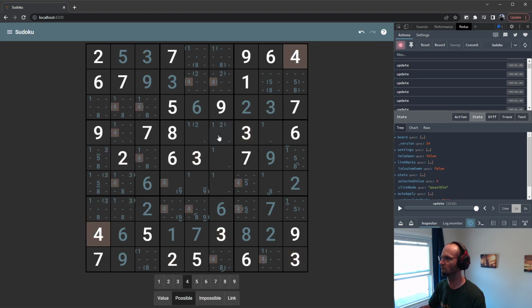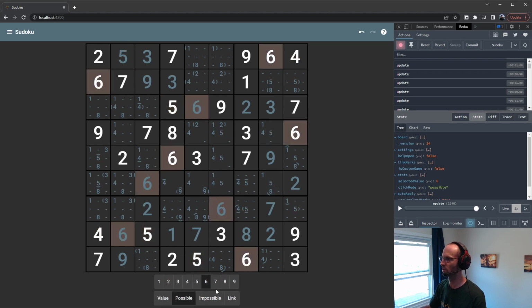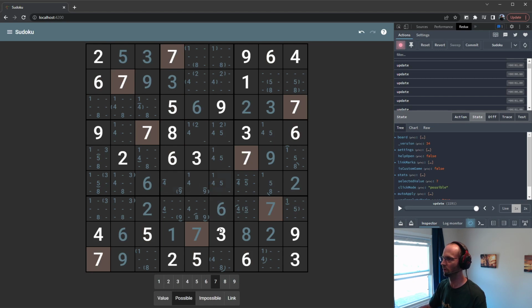4. 4 could go all over the place. 5 could go here or here. Oh, or here, yep. 6 can't go in either one. 7 can go. Oh ho ho! A hidden single. 7 can only go there. Bam.